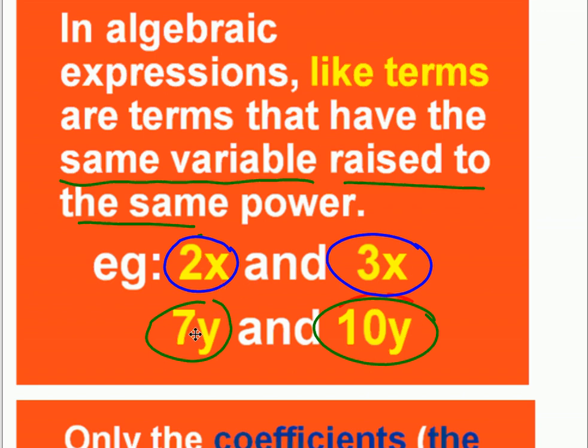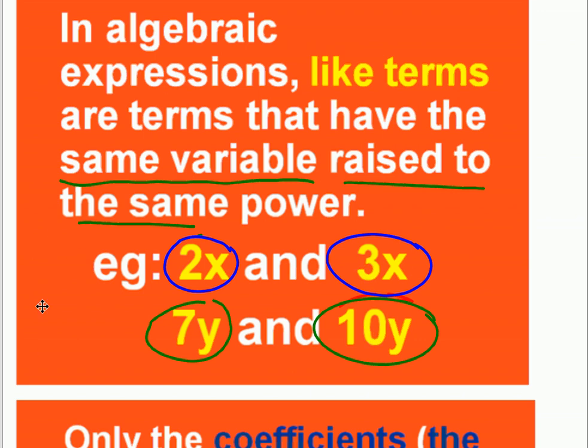So 2x and 7y are not like terms because they have different variables. Think of that like 2 apples and 7 oranges. You would stack them separately on a shelf. But 2 apples and 3 apples you can stack together on a shelf as 5 apples. 7 oranges and 10 oranges you can stack together on a shelf and have 17 oranges. But you wouldn't stack the apples with the oranges.